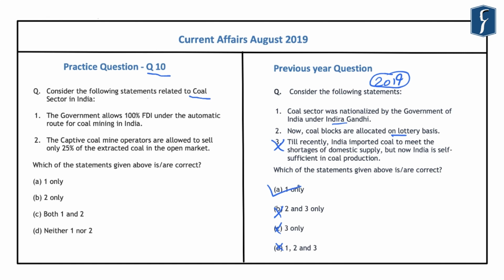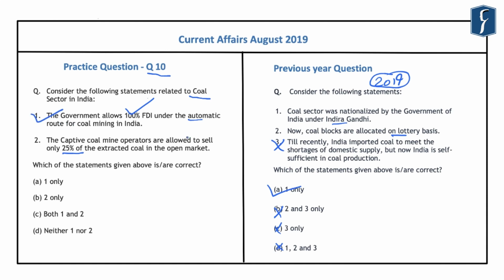So this question reads, consider the following statements related to the coal sector in India. The first is that the government allows 100% FDI under the automatic route for coal mining in India. And second is that the captive coal mine operators are allowed to sell only 25% of the extracted coal in the open market. Now, in the month of August, the government of India decided to provide 100% FDI, or foreign direct investment, under the automatic route in the coal and lignite mining. And hence the first statement that is given here is correct.